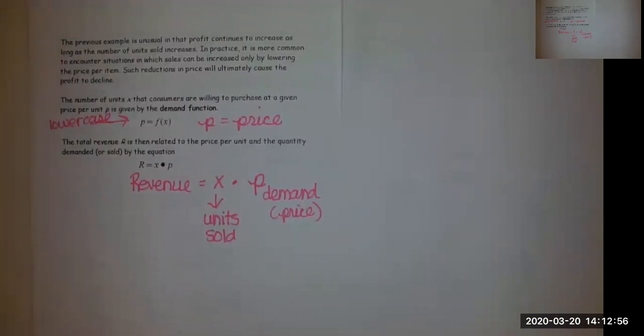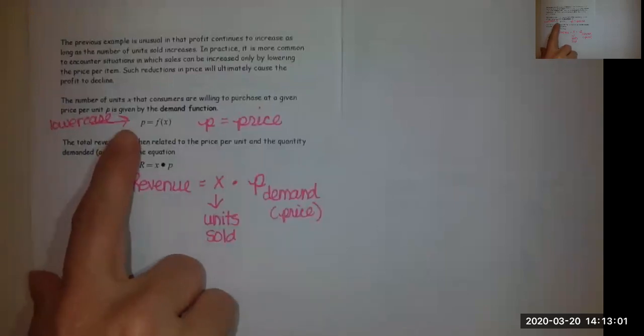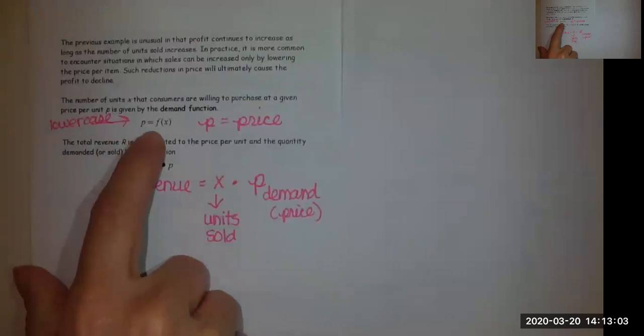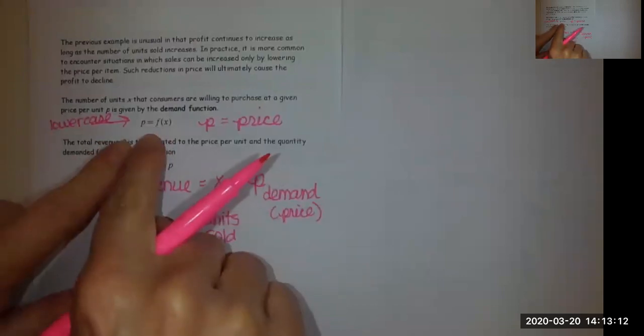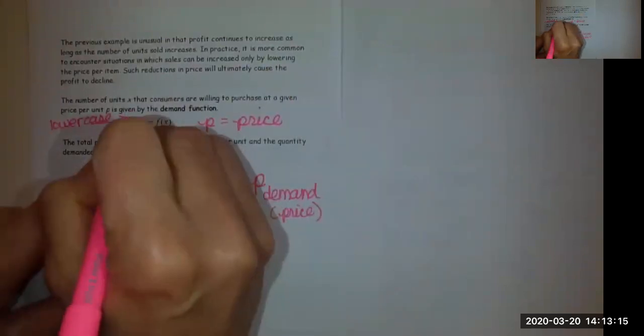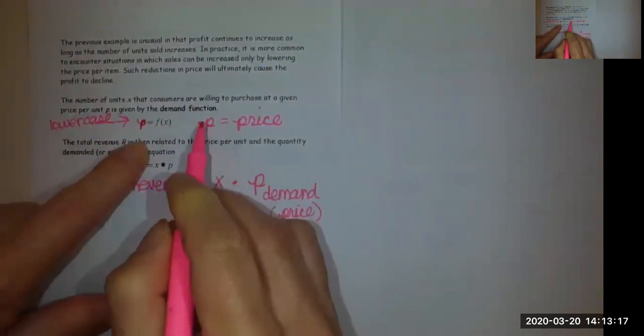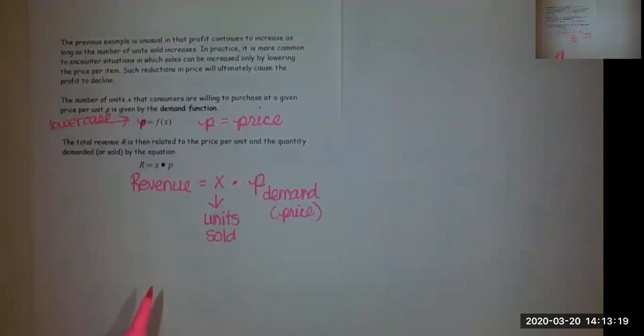The number of units that consumers are willing to purchase at a given price is given by the demand function p equals f of x. Now this is a lowercase p. Please don't get it mixed up with a capital P. The capital P is profit. This is really standing for price. So I like to put a little tail on mine. Somehow make sure that you can tell that's a lowercase p. So the little p stands for price. How much are you going to pay? $1.50, $2.70. What are you willing to pay?